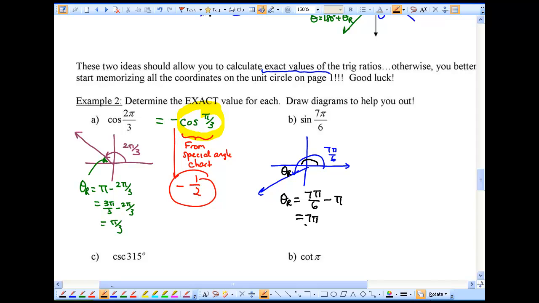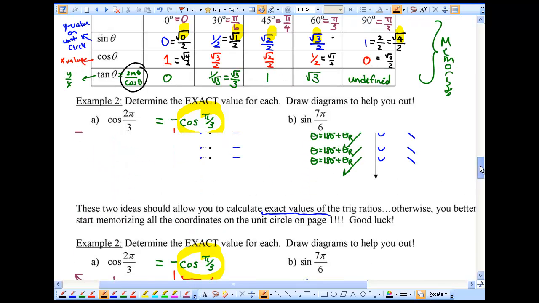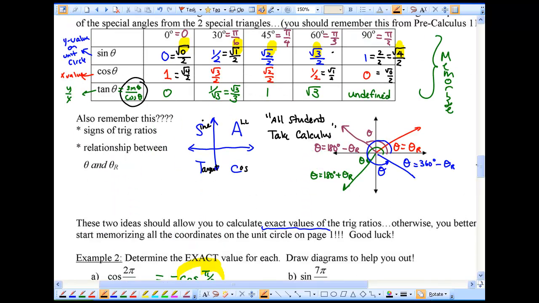So I'll say that's 7 pi over 6. I'm just realizing right now that what I wrote for you earlier, this thing up here, I wrote it in terms of theta. Maybe I should have written it in terms of theta r. Does it matter? Okay, I'll do it for you anyways. Okay, sorry about this, everybody.